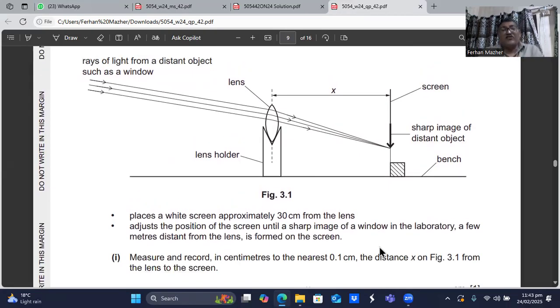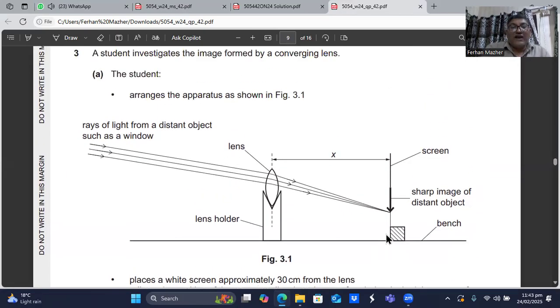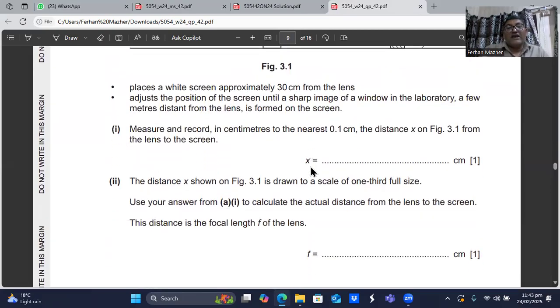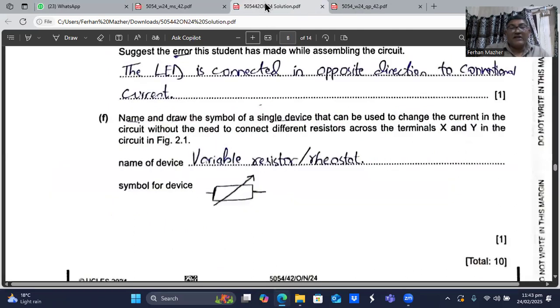He says place a white screen approximately 30 centimeters from the lens. Adjust the position of the screen until a sharp image of a window in the laboratory, a few meters distant from the lens, is formed on the screen. Measure and record, in centimeters to the nearest 0.1 centimeter, the distance x on figure 3.1 from the lens to the screen. So we can find this distance between the lens and the screen, which is called x. And he says just measure it. So we can measure it with the help of a scale.